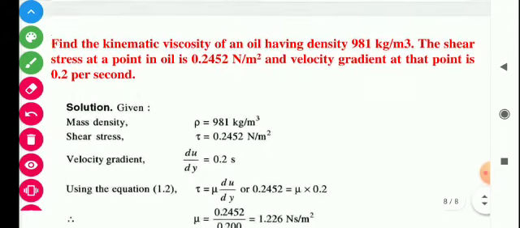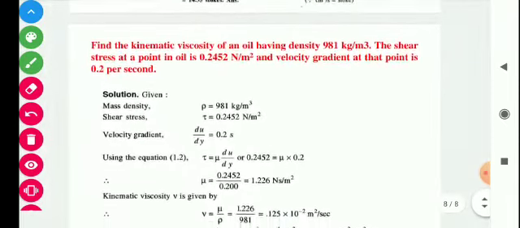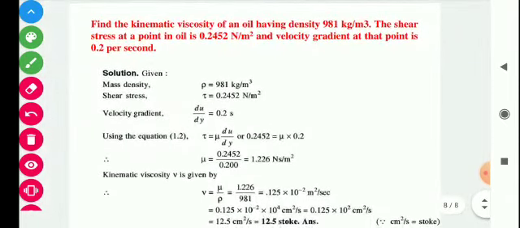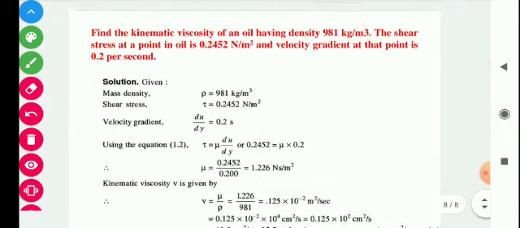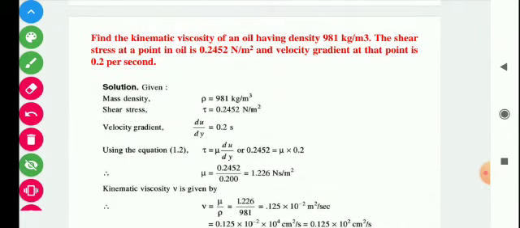Moving further, the next numerical: find the kinematic viscosity of an oil having density 981 kg per meter cube. The shear stress at a point in the oil is 0.2452 Newton per meter square, and the velocity gradient at that point is 0.2 per second.